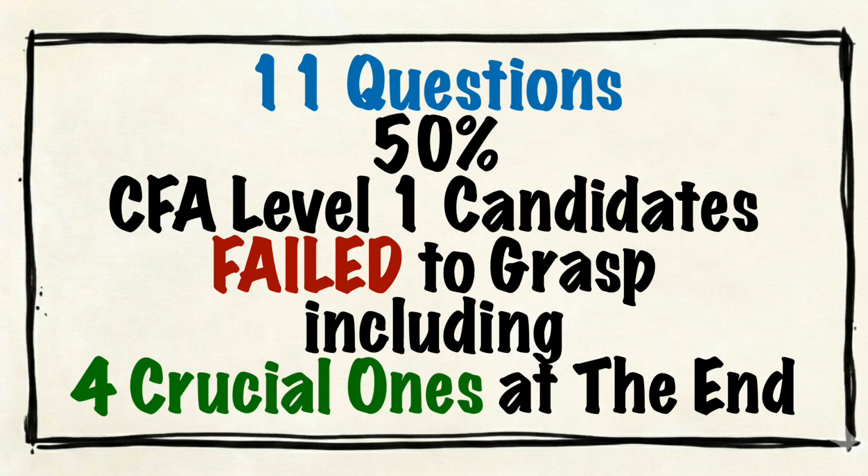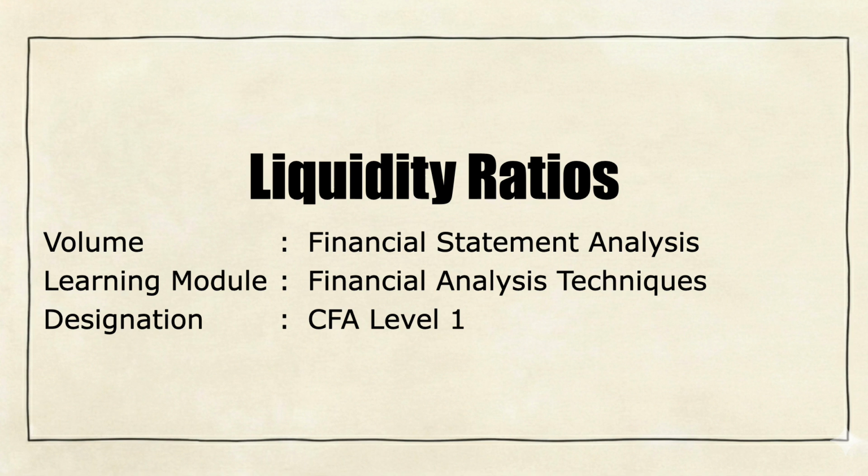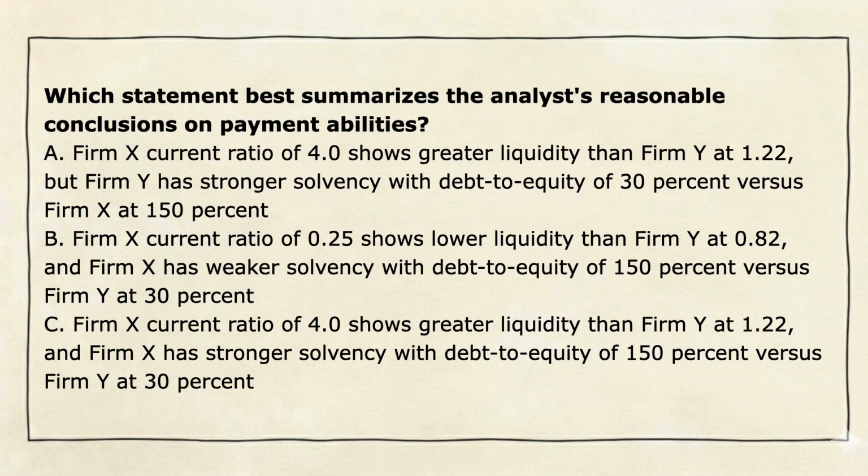11 questions 50% of CFA Level 1 candidates fail to grasp, including 4 crucial ones at the end. Liquidity ratios. Question 11. Which statement best summarizes the analyst's reasonable conclusions on payment abilities?